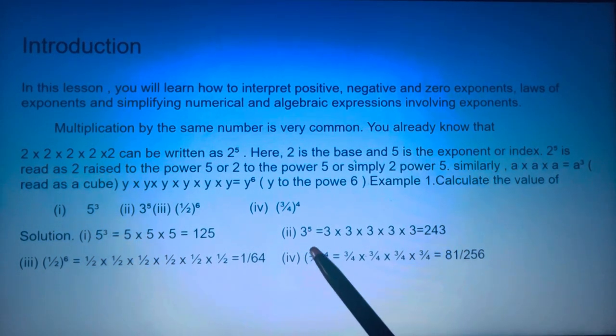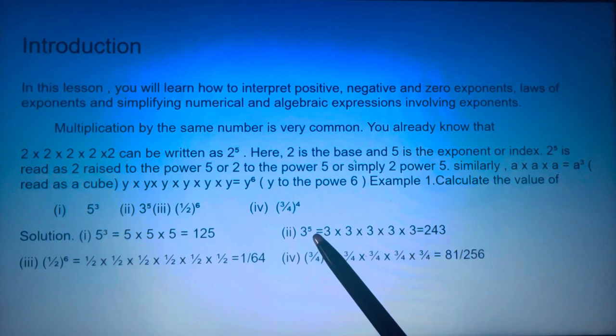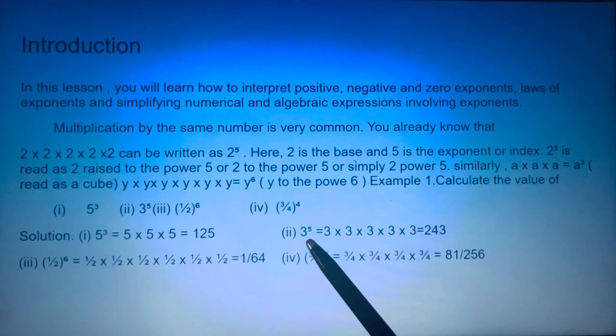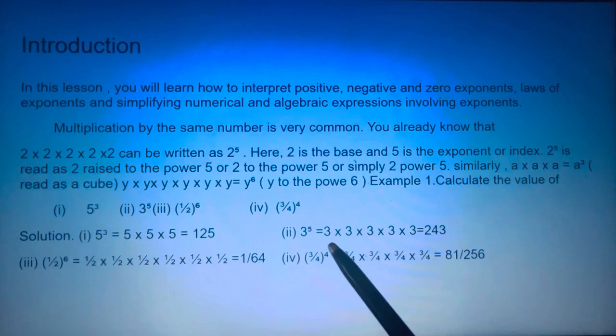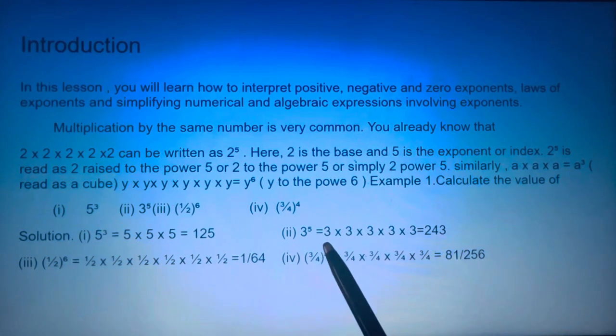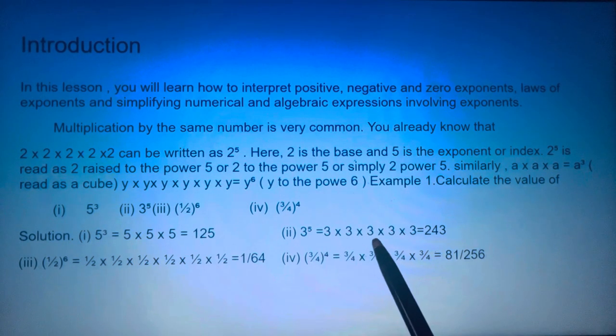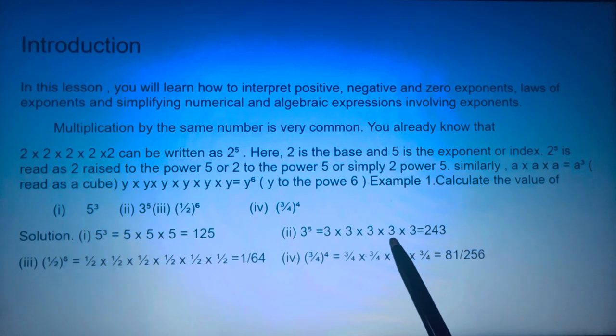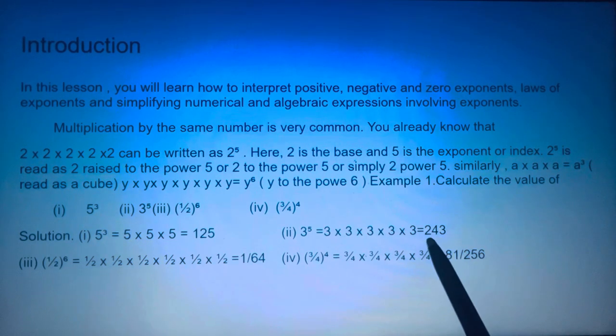Similarly, 3 to the power 5, or 3 raised to the power 5. 3 times 3 times 3 times 3 times 3 equals 243. How did we get 243? 3 times 3 is 9. 9 times 3 is 27. 27 times 3 is 81. 81 times 3 is 243.